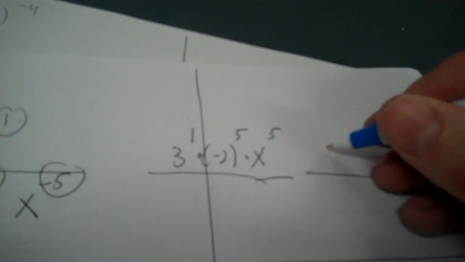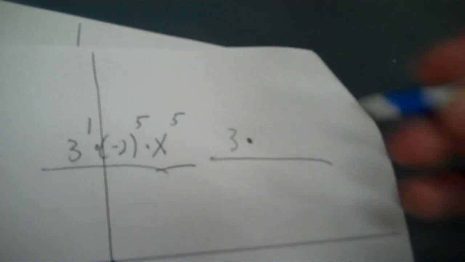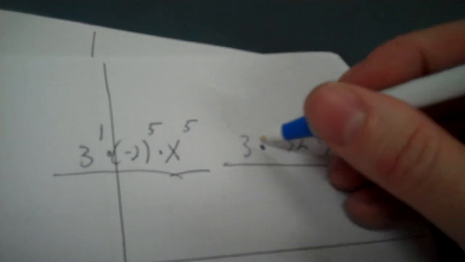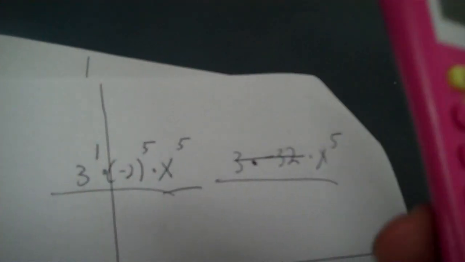3 to the first would be 3. -2 to the fifth. It's going to be a negative because it's odd. -32. And then times x to the fifth. So then we can simplify that further by multiplying. 3 times -32. I got -96.